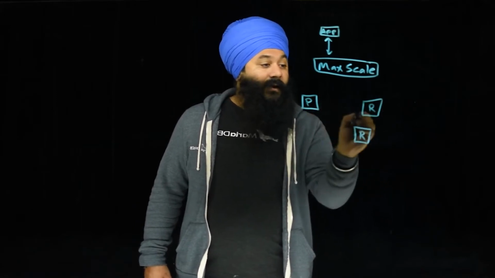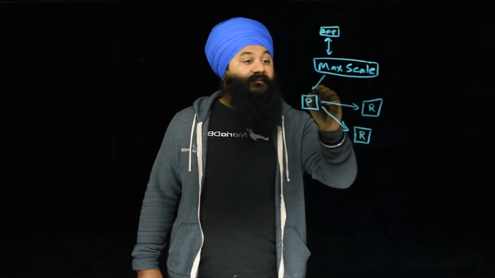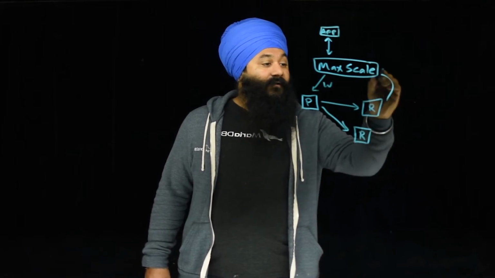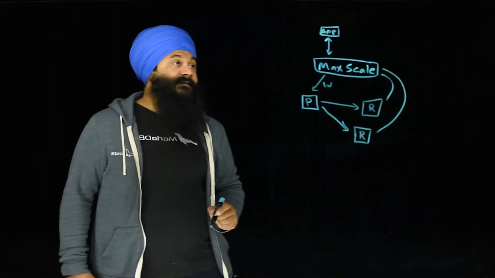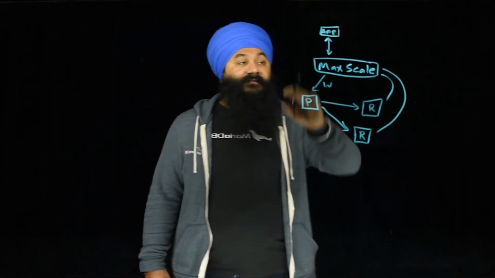And what happens is the primary replicates to the replicas, MaxScale runs writes to the primary and reads from the replicas. So what happens if that primary fails? How does that affect the app?